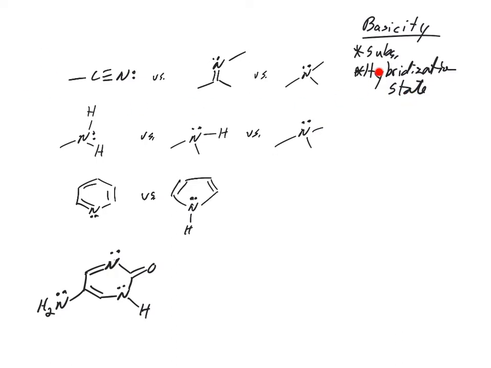So let's do hybridization state first. This is the classic one. You have a nitrogen that's sp hybridized, a nitrogen that's sp2, and a nitrogen that's sp3. Which one of these is going to be the best, most reactive base is based on what hybrid orbital this lone pair is in. So in this case, if this is sp hybridized, this lone pair is in an sp orbital. This lone pair is in an sp2 hybrid orbital, and this lone pair is in an sp3 hybrid orbital.